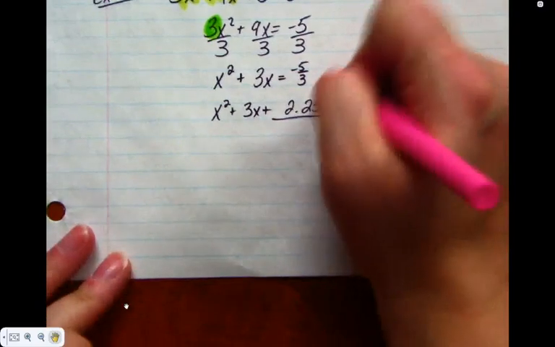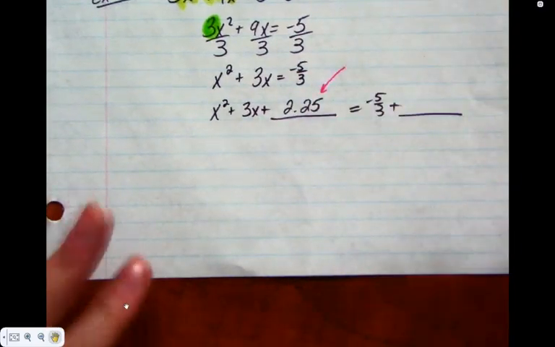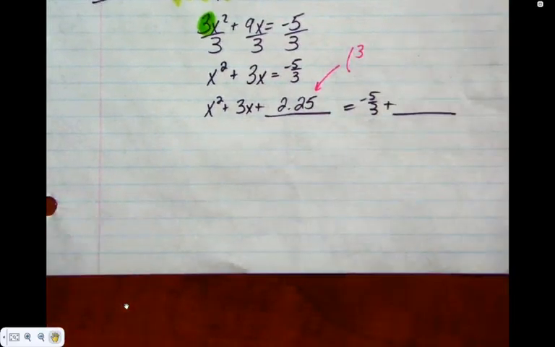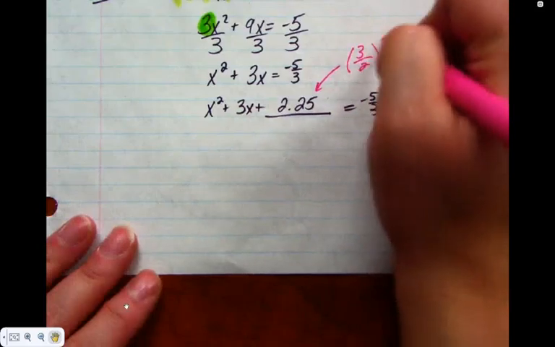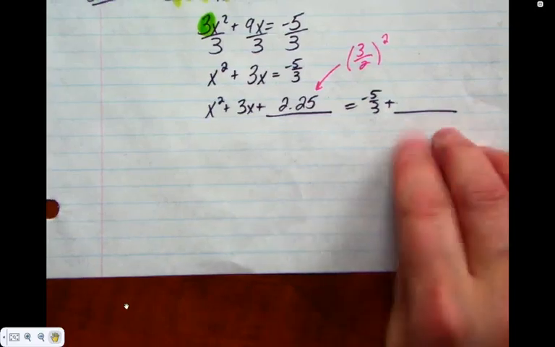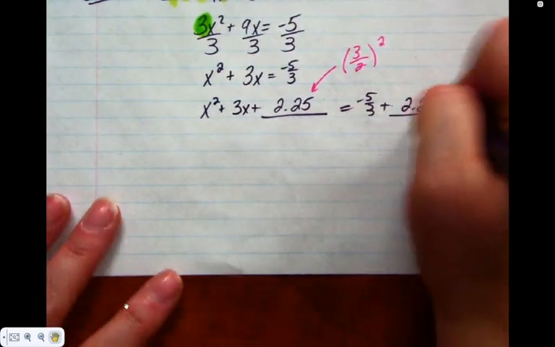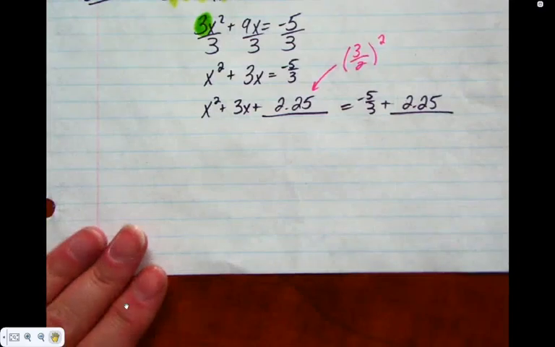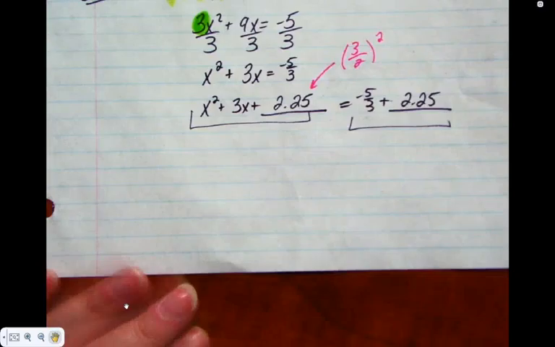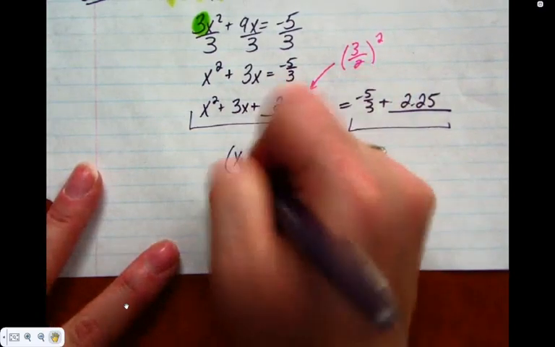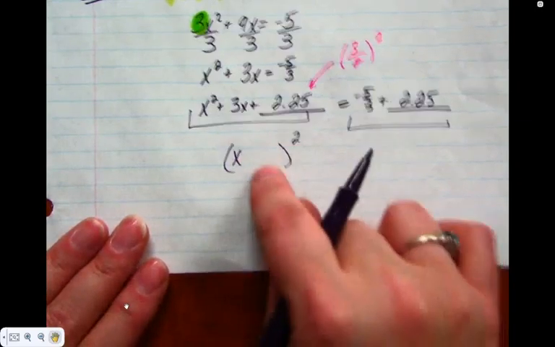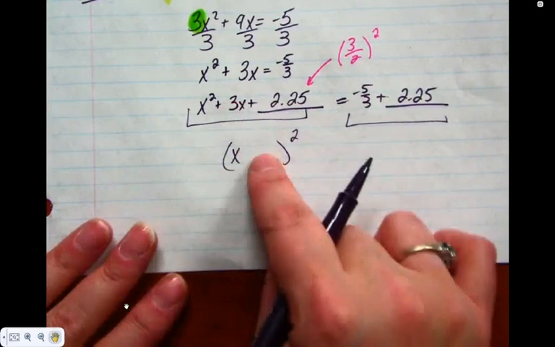And just tell me, where did that number come from? Just so we look back, we know where it came from. I did 3, and then what did I do with it? Divided by 2 and squared. And if I add 2.25 to the left, what do I have to do way over here to balance it? Add 2.25. I factor the left, I simplify the right. The factoring will always be a binomial squared. I just need to figure out what's this number in the middle. If you don't want to do the thinking, take the middle and divide by 2.